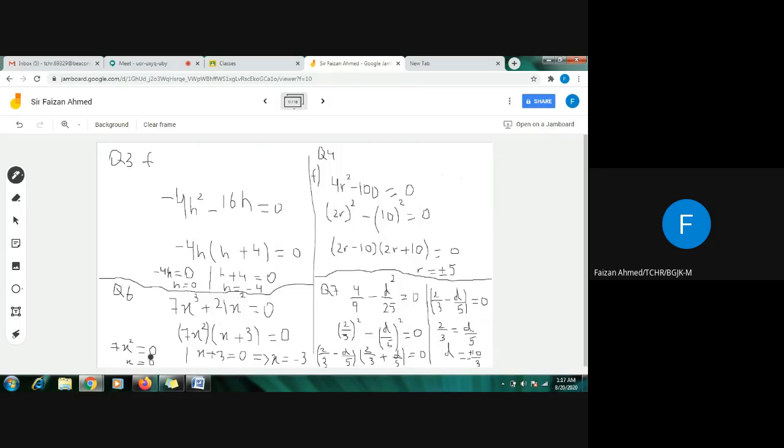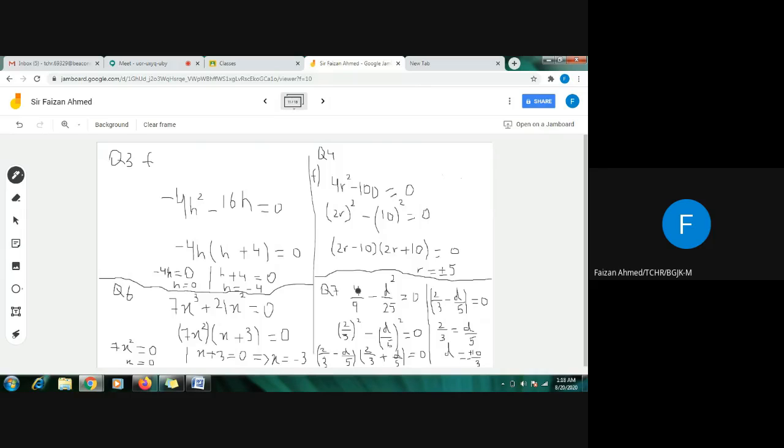X square will be equal to 0, and then you can remove the square sign by taking square root on both the sides, so the value of x will also be equal to 0. And then x plus 3 equals 0, so this plus 3 will go on the other side and it will be subtracted, and the next value of x will be equal to minus 3. This is question number 7.